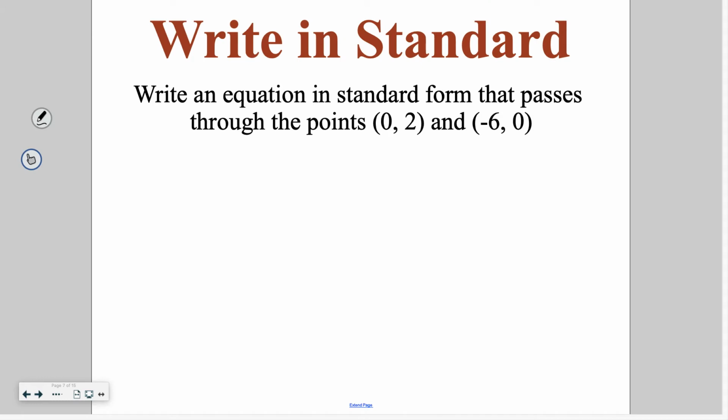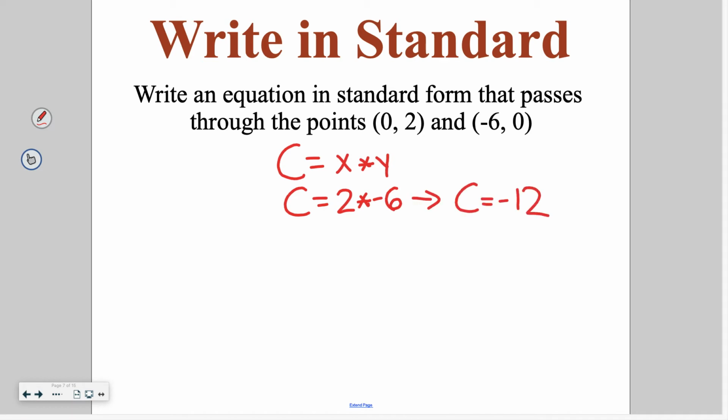Another thing that we can do is write equations in standard form. When we are writing equations in standard form, the first thing you need to do is look at your two values for your x-intercept and your y-intercept. In this case, we have 2 and -6. So in order to find c, you multiply your x value with your y value. So in this case, c is equal to 2 times -6, which gives me an answer of c is equal to -12.